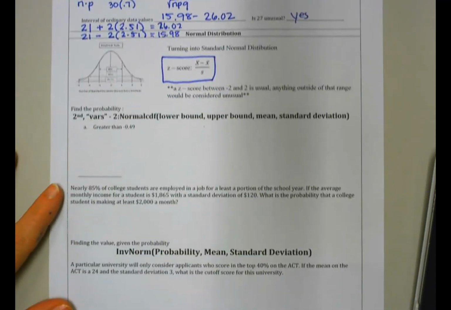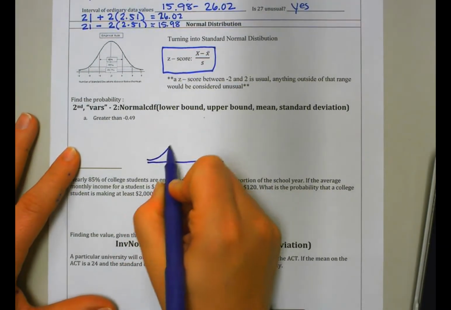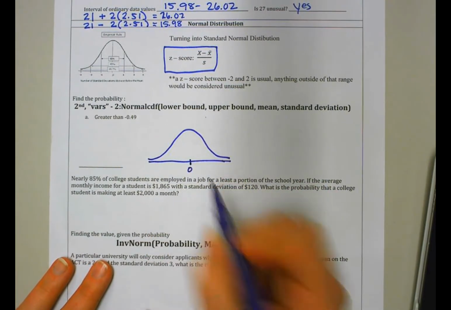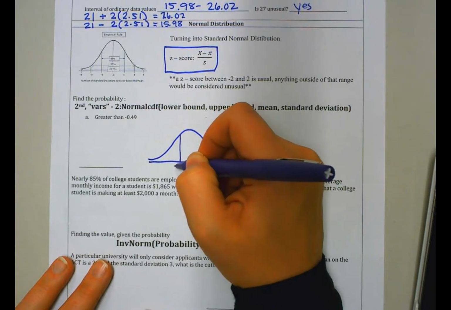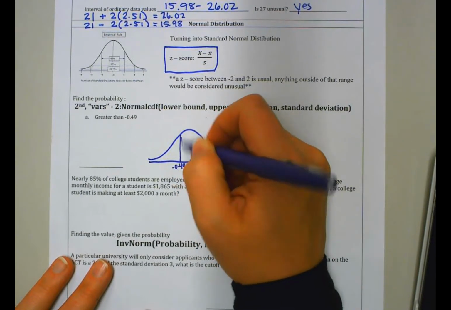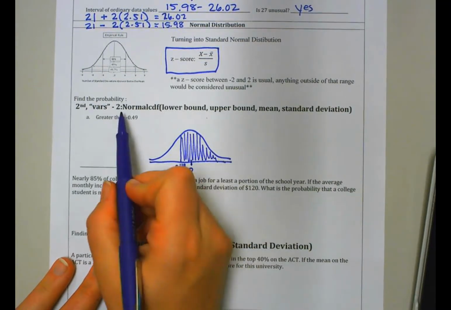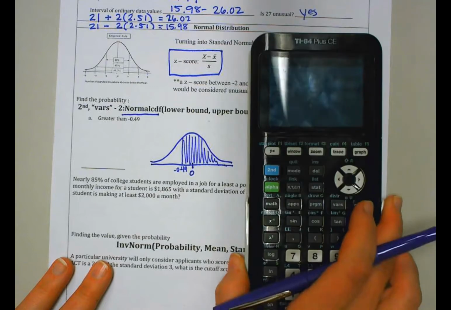So some things that we did, we would take a bell curve, right? And we want to know what's greater than. In a normal curve, our mean is 0 and our standard deviation is 1. So if I want to know the value is greater than -0.49, that means I'm looking for this shaded area here. So that's when we use our normal CDF with our lower upper bounds, mean and standard deviation.